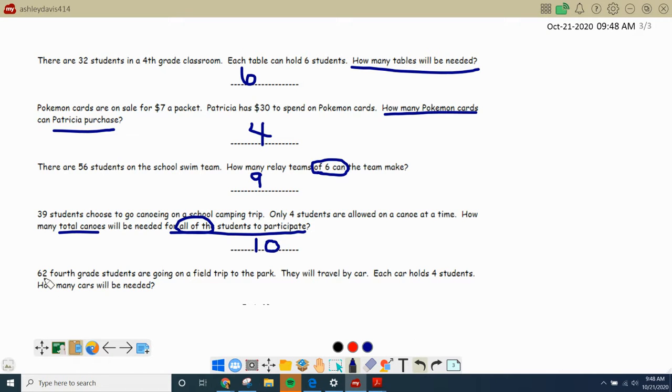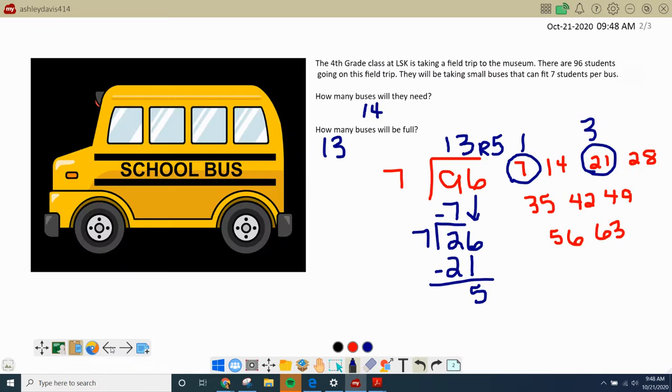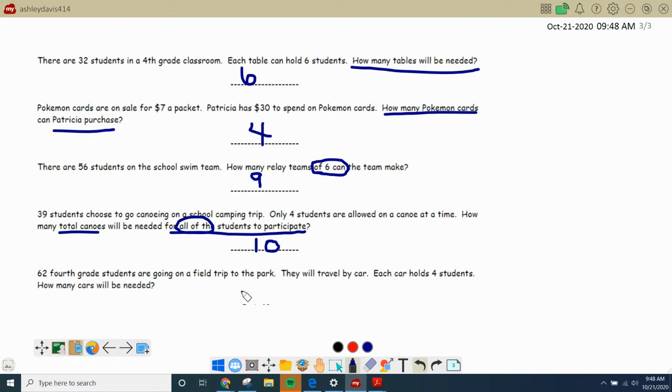Okay, so you should have done this last question. 62 4th grade students are going on a field trip to the park. They will travel by car. Each car holds 4 students. How many cars will be needed? This is almost exactly like the bus question we just did, except now we're talking about cars. Same concept. So we're taking 62 4th graders, dividing them by 4 for the cars, okay?